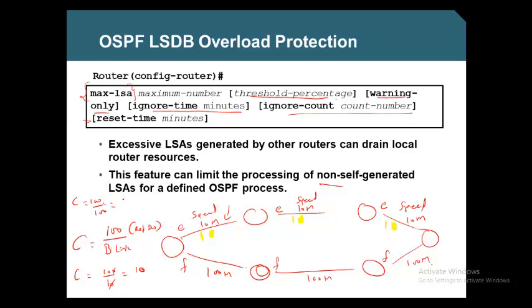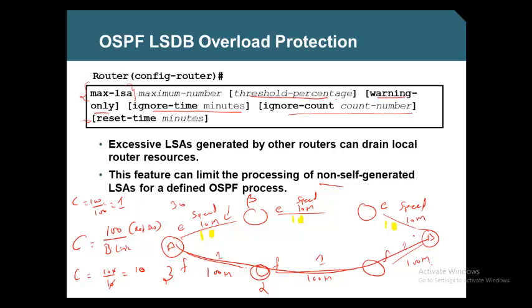So to go from A to B via alpha is only 3. Via beta, it is 30. So definitely the path taken is going to be this. You see, this is how by default the best path is determined. More the bandwidth, less the cost.